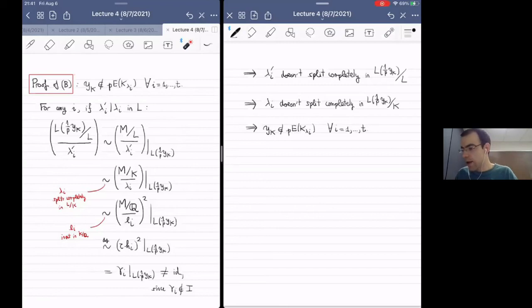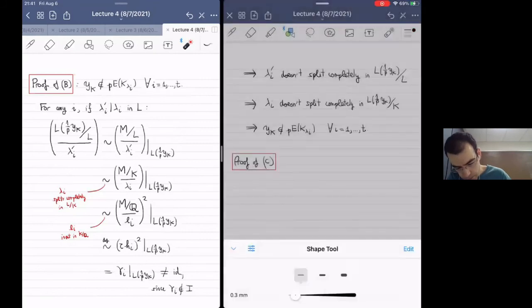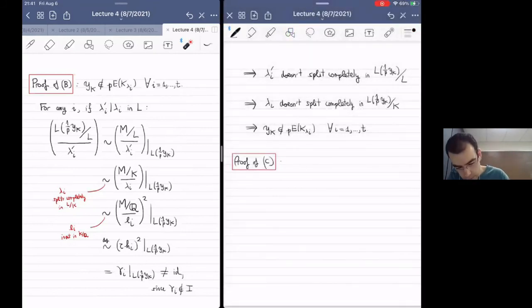And now I have more than enough time to conclude with part C. Any questions about part B? Okay, so let's check part C finally. Part C, I recall: now we fix the prime L_1, the first one in the list, and we want this class to be locally non-trivial at all the other primes. So we want this to be non-zero, for all i between 2 and t.